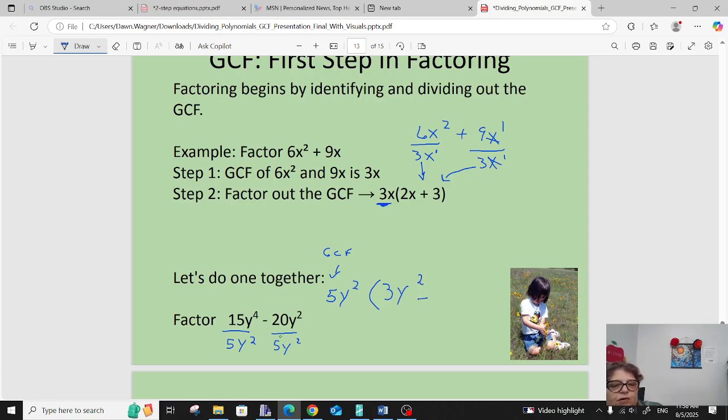Minus, what's 20 divided by 5? 4. Y to the second divided by y to the second is 1. So that cancels, and 1 times 4 is just 4. So that's why it's just 4 here. And this would be 15y to the fourth minus 20y to the second factored. So you kind of put together the dividing and greatest common factor.